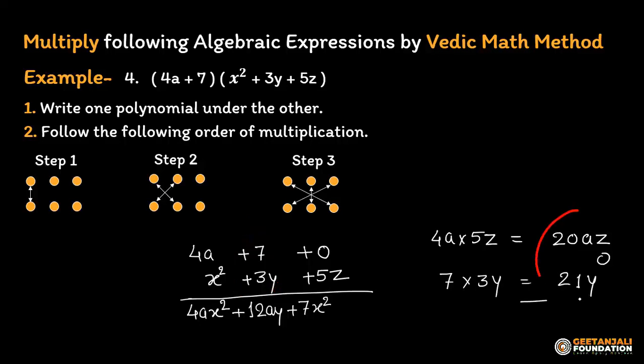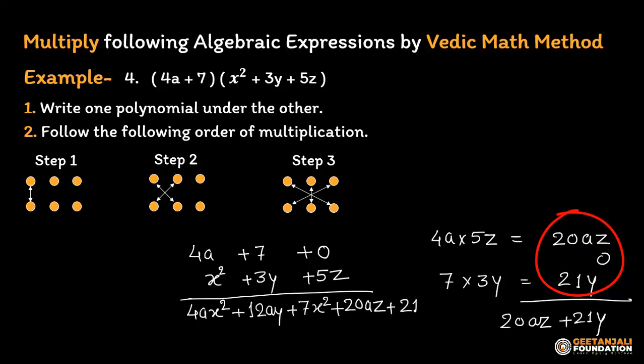Then 7 times 3y. 7 times 3y will give us 21y. Now we will add all three. These are unlike terms, so we will get 20az plus 21y. So I will write it here. It will be 20az plus 21y.